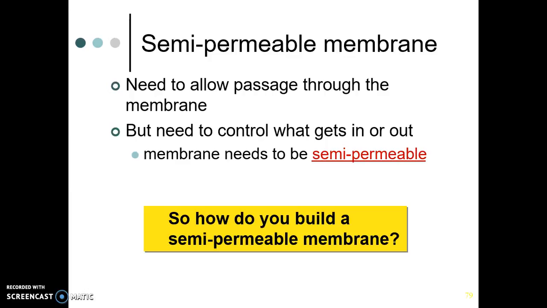So we need to be able to make the membrane what's called semi-permeable. Okay? Semi meaning a little bit, permeable meaning able to pass through. So we need it to be semi-permeable, meaning some things can pass through, but not everything. Another word that you might hear for this same concept is selectively permeable, meaning the cell can select what is able to be permeable. It is able to select what can pass through.